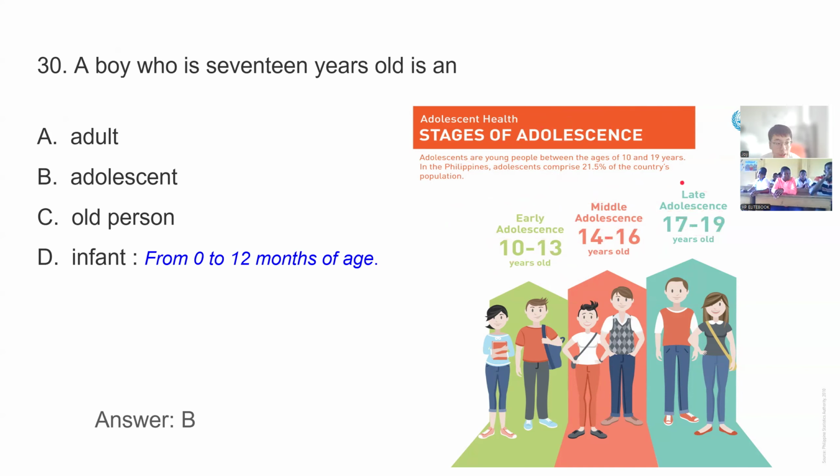And then the next part is being an adult. But before that, you're an infant from 0 to 12 months of age. And then from 12 months to, I guess, 10 years old, you're still considered a child. And then you develop into adolescence and then to adults.